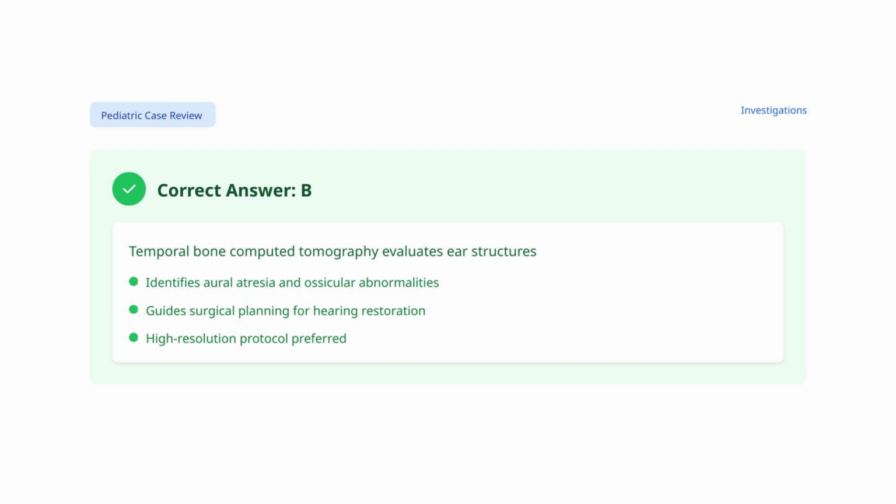Temporal bone computed tomography evaluates ear structures comprehensively. This imaging identifies oral atresia and ossicular abnormalities that characterize the syndrome. Results guide surgical planning for potential hearing restoration procedures. High-resolution imaging protocols are preferred to visualize the fine anatomic details of middle and inner ear.